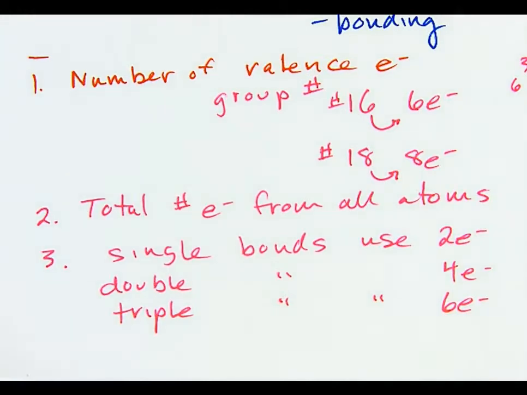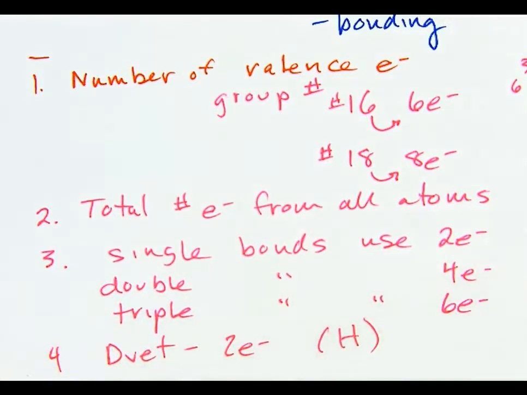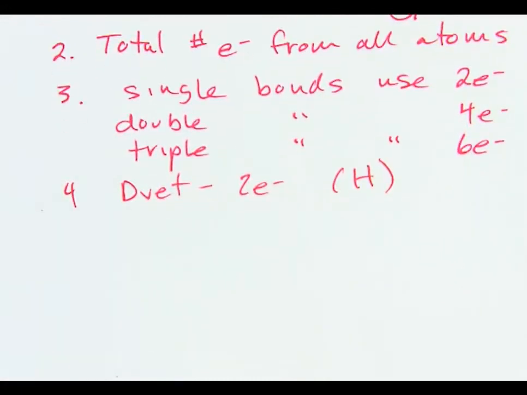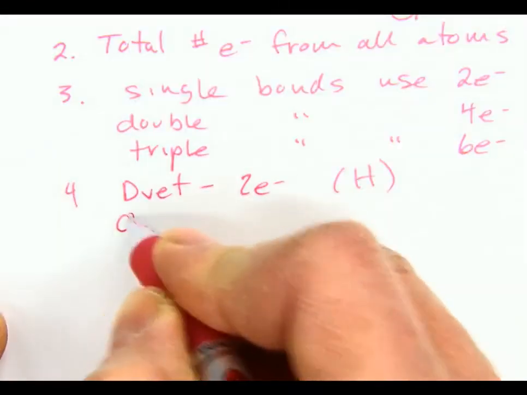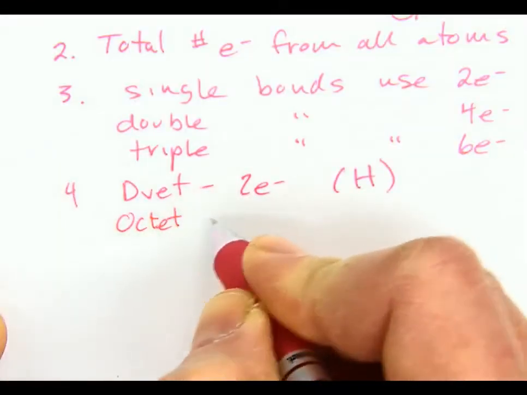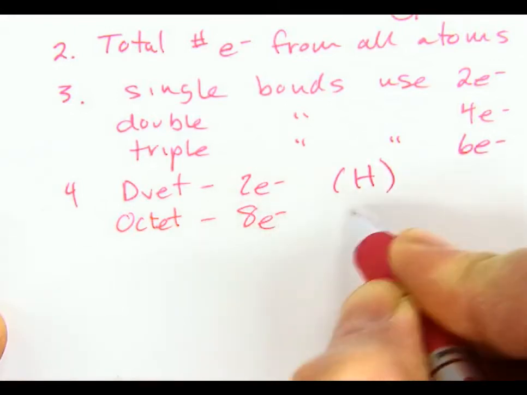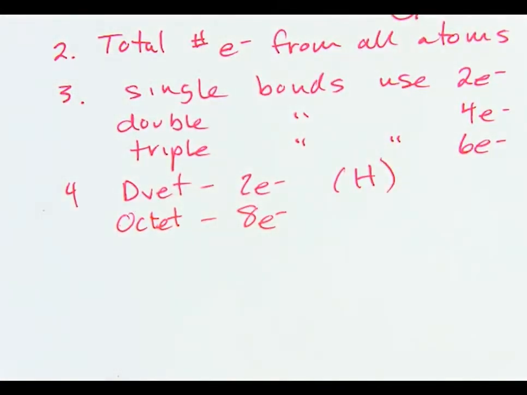And then we could talk about some other rules. There's something called the duet rule, which means 2 electrons, and that really only applies to hydrogen. It means that hydrogen is kind of small, and we can only fit 2 electrons around the outside. The most common rule is called the rule of octet, or the octet rule. And that means for most atoms, we're going to fit 8 electrons around the outside. And we'll talk about how that happens.